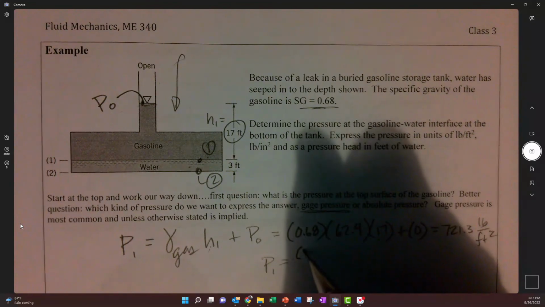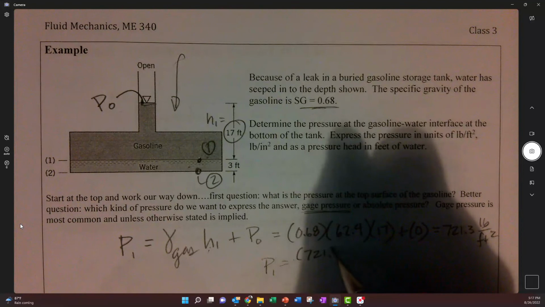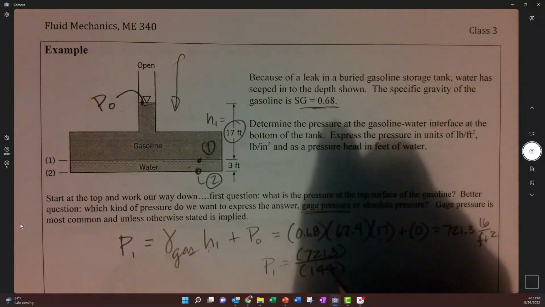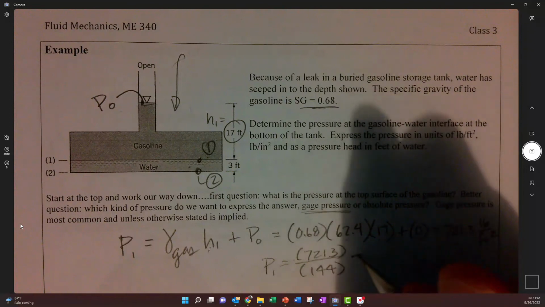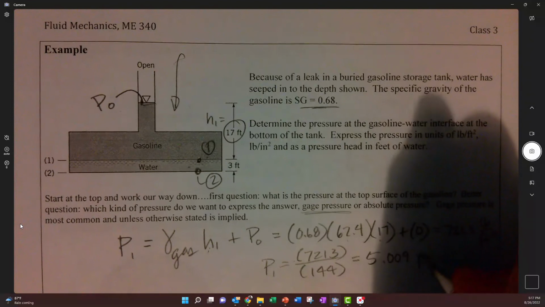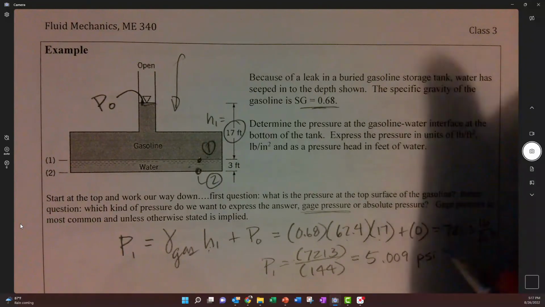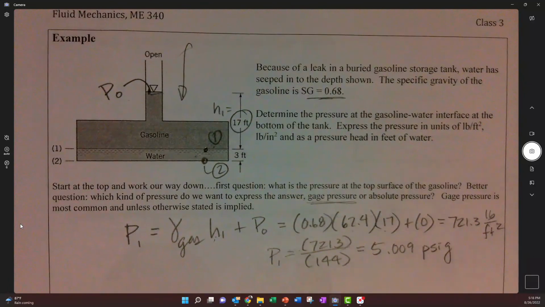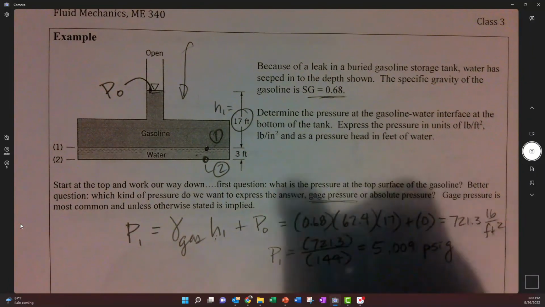So we have 721.3, and we'll divide it by 144, right? So that's inches squared per foot squared, and that's going to give us 5.009 PSI. And because it's gauge pressure, let's make sure we're clear that it's gauge pressure. If we just wrote PSI, we'd probably assume that it's gauge pressure.